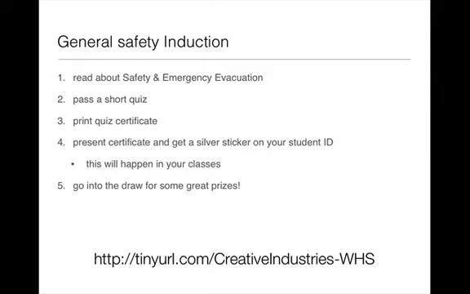The first step is to go to the Blackboard site and read about safety and emergency evacuation. Next, use this information to pass the short quiz. It's very easy, but you must attain a score of 90% or better to pass. You can attempt this as many times as you like. The record is 19 attempts, but most people pass within 1 or 2.